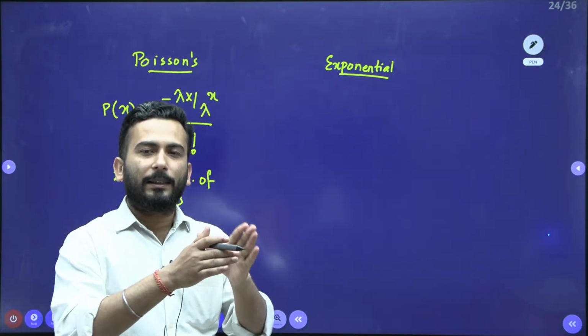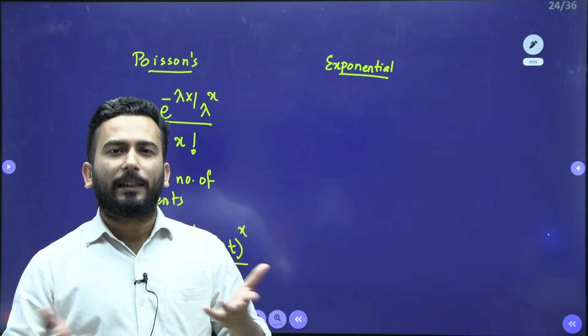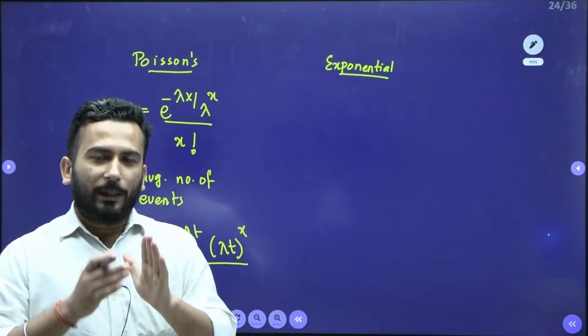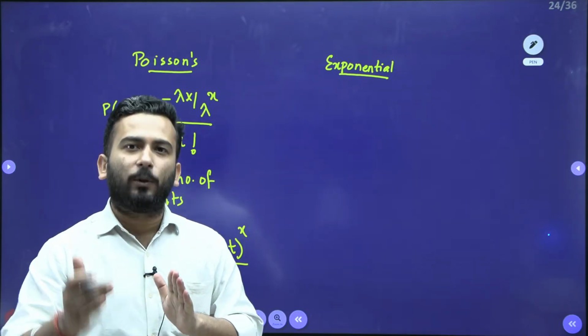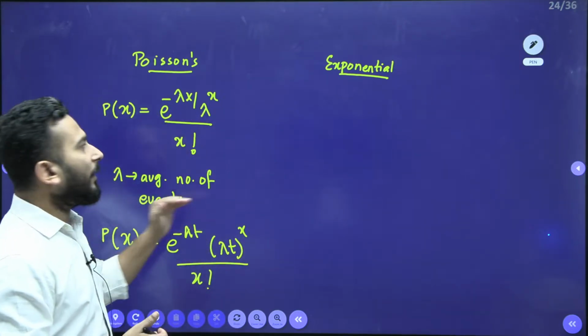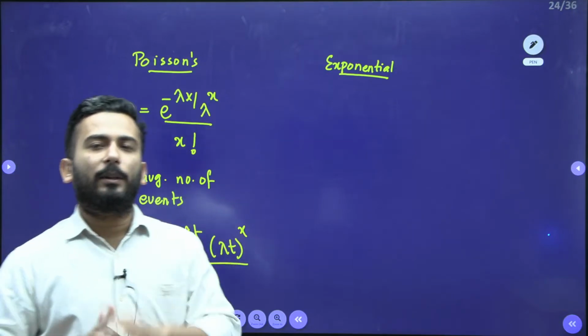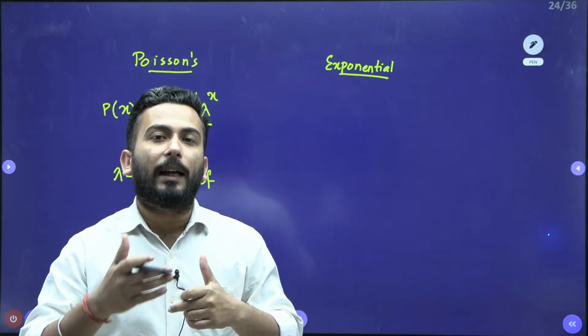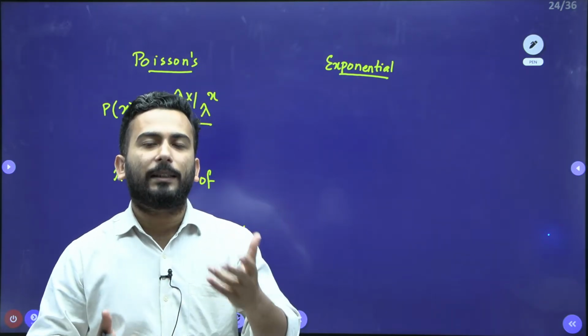n arrivals in time t, 50 minutes, 30 minutes, whatever. Getting or not? So, if you have listened to this thing only, you will be able to differentiate between when to use this formula, when to use that formula. Now, Poisson distribution is giving you the number of arrivals, x arrivals.